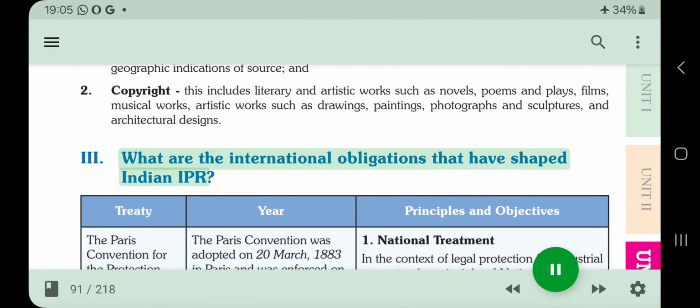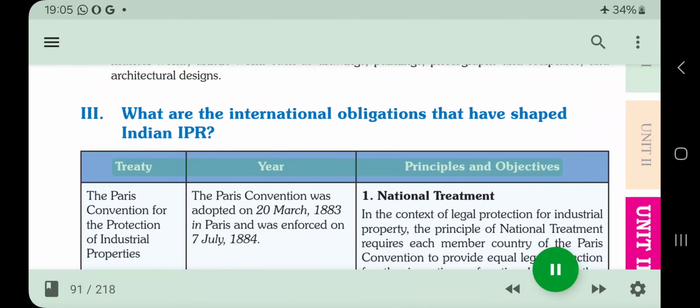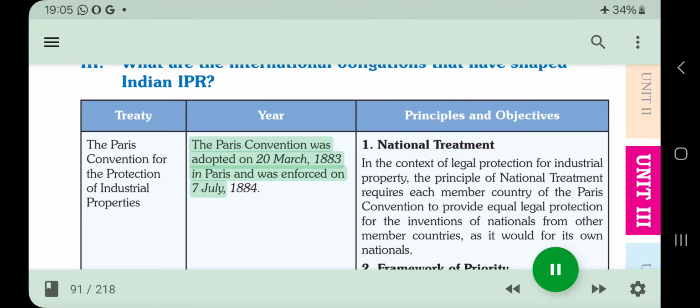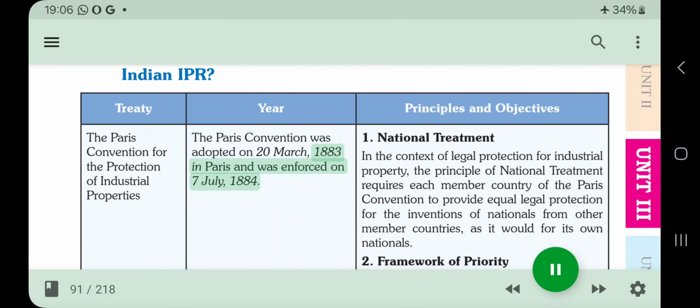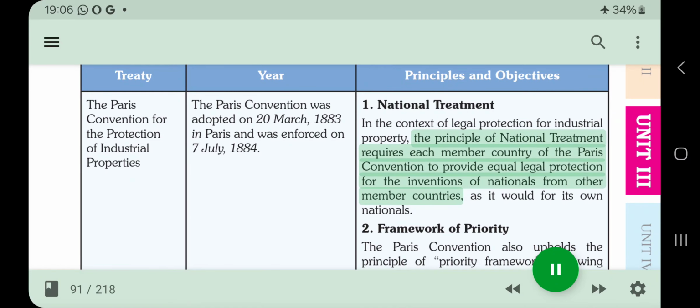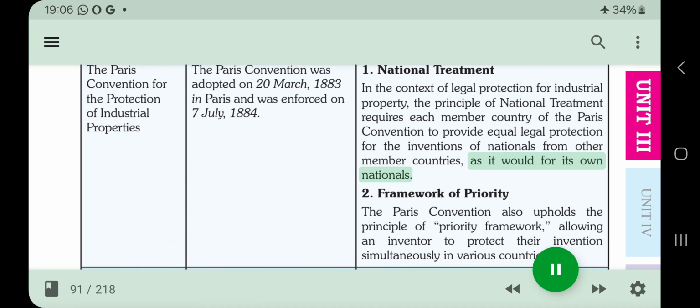3. What are the international obligations that have shaped Indian IPR? Treaty, Year, Principles and Objectives. The Paris Convention for the Protection of Industrial Properties. The Paris Convention was adopted on the 20th of March 1883 in Paris and was enforced on the 7th of July 1884. 1. National treatment in the context of legal protection for industrial property. The principle of national treatment requires each member country of the Paris Convention to provide equal legal protection for the inventions of nationals from other member countries, as it would for its own nationals.